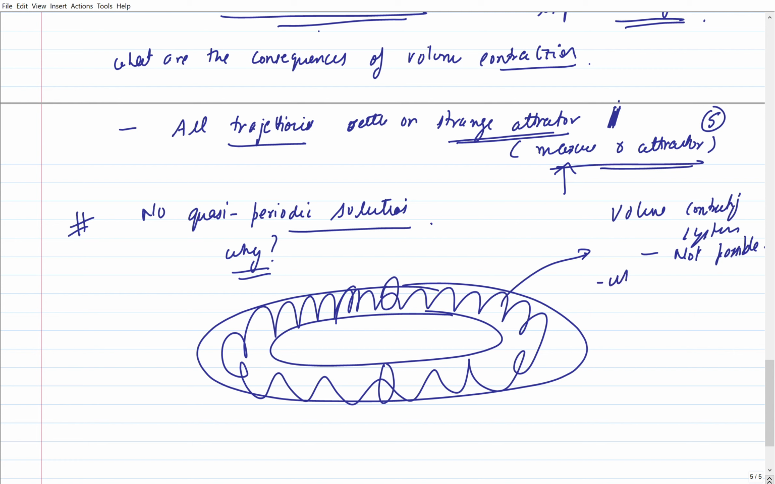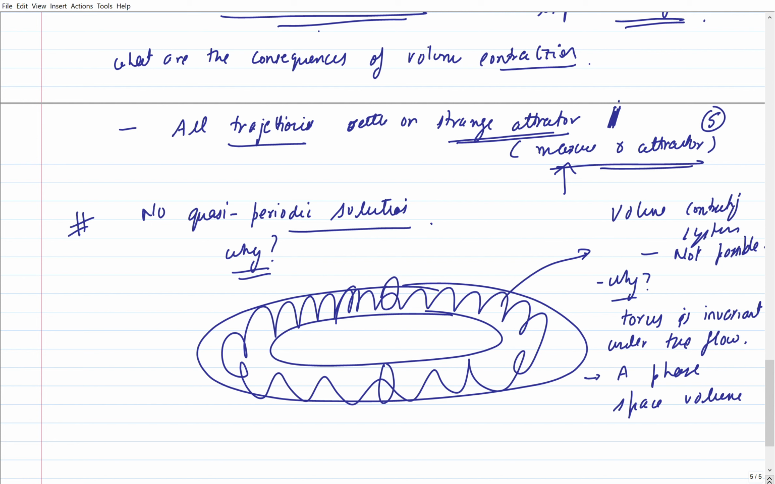Why? Because this torus is invariant. If there are quasi-periodic solutions, this torus is invariant under the flow. So a phase space volume spread over the torus remains invariant.